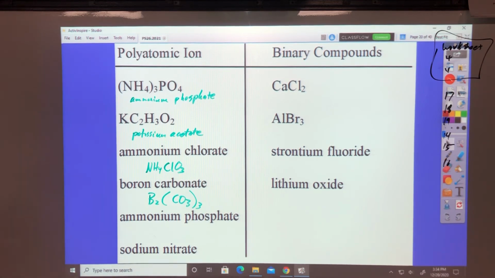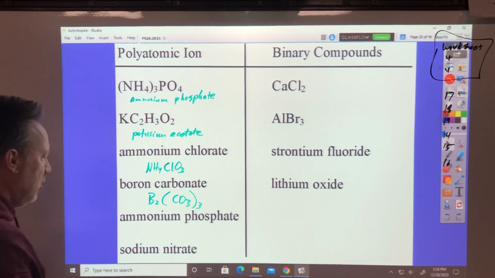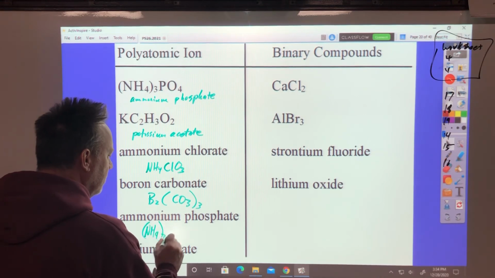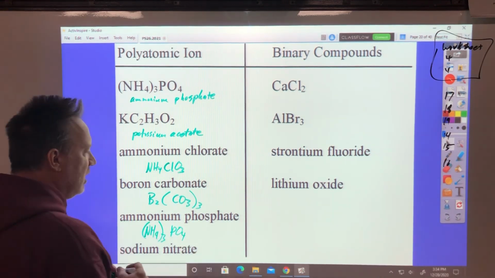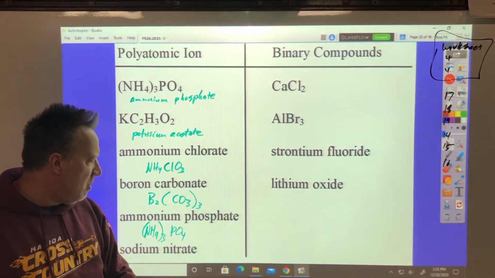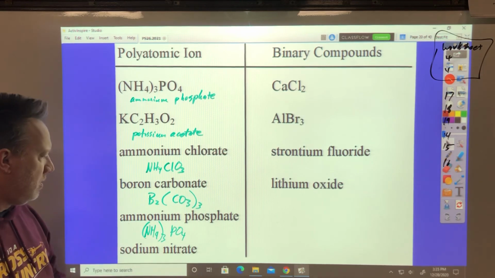Ammonium phosphate. I already did it up here. So it's (NH4)3PO4. Phosphate ion takes 3 valence electrons. Ammonium ion gives 1. It's not a match. You have to have 3 ammoniums.